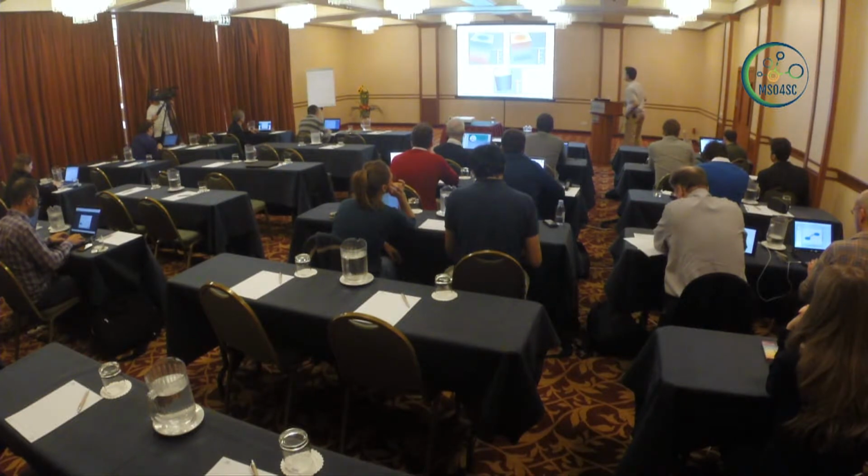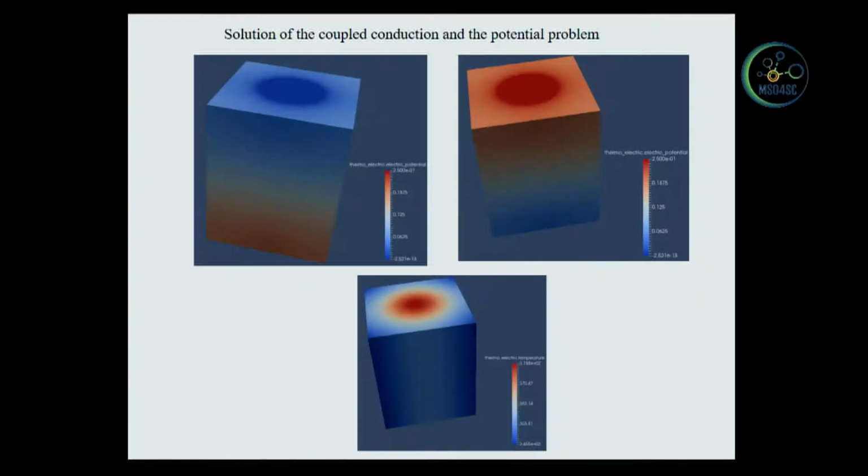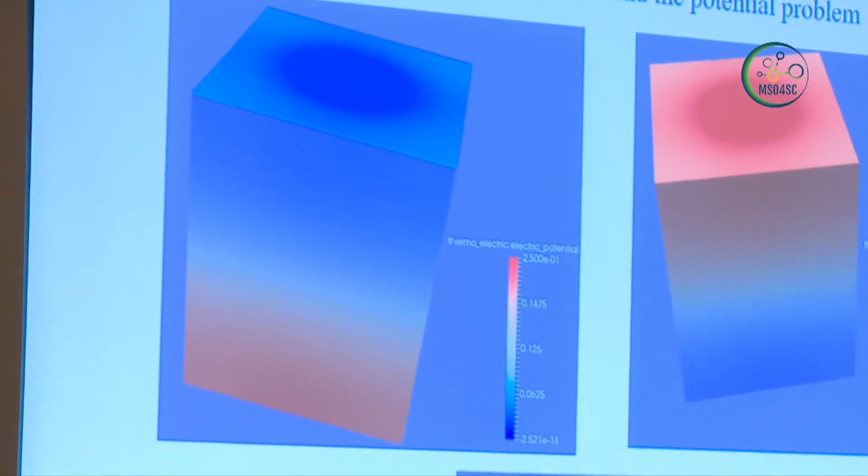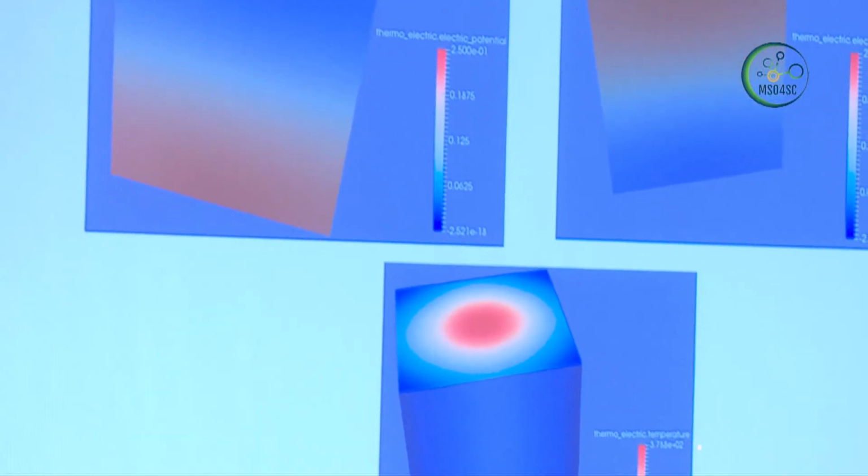The last example is a very small example, but here we can see a domain. Here we have a conductor part, here an insulating part, and here in the middle the temperature is very, very high.